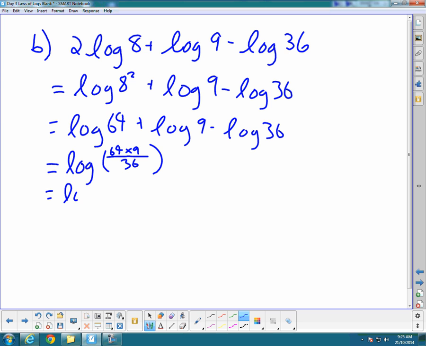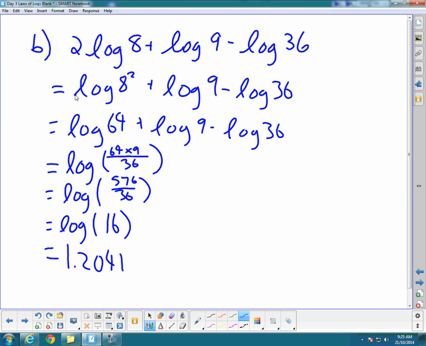And so I'll just do this one step at a time. 64 times 9 is, what was it again? 576, okay, over 36. Then that equals 16. And the log of that, yep, so base 10, what exponent do you put on 10 to get 16? And it's 1.2041. Yep. And that's how you do it. Thank you for having me.